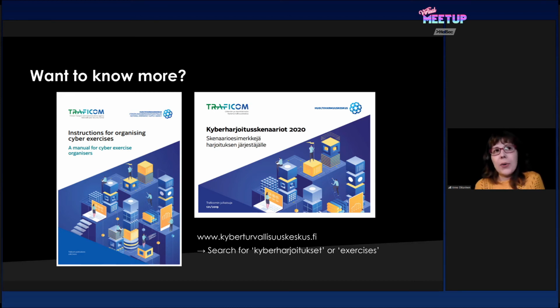Okay, we have found malware in our products. What do we do now? We have this supply chain issue. Oh shit, what do we do now? So this kind of scenario. And there are these instructions for organizing a cyber exercise. This one actually explains what kind of exercise types there are and when it would be more useful to select one of these, and then some organization instructions.